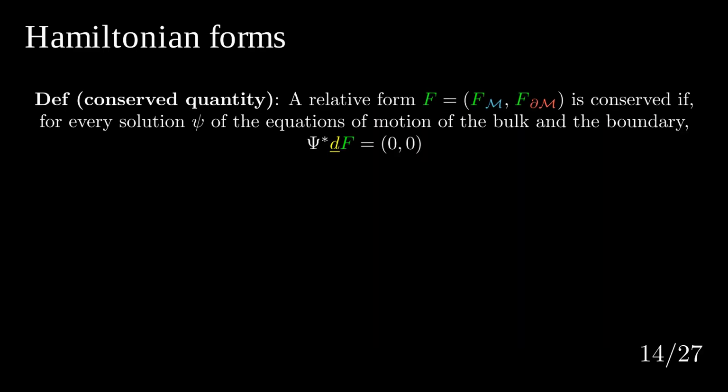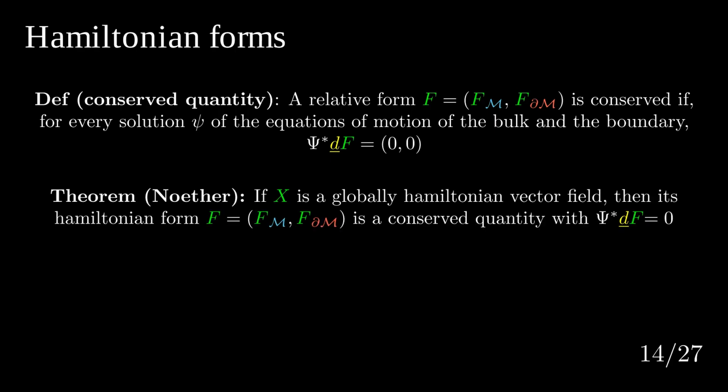We can define conserved quantities. On the other hand, we can define conserved quantities as a relative form whose pullback by solutions of its differential is 0. And there is a theorem very similar to Noether's theorem in mechanics that says if X is a globally Hamiltonian vector field, then its associated Hamiltonian form is going to be a conserved quantity. This is very easy to prove, just by the definition of the Hamiltonian associated form. We can take a pullback by a solution, and this first term is 0 because of the equations of motion. So this is a conserved quantity.